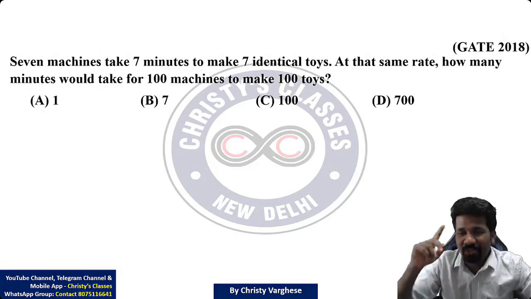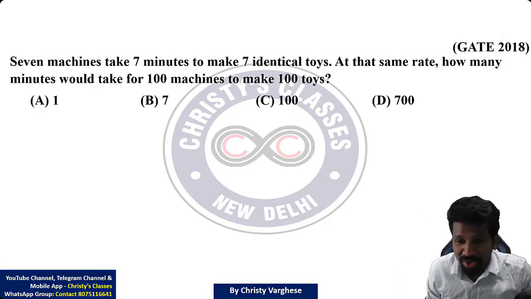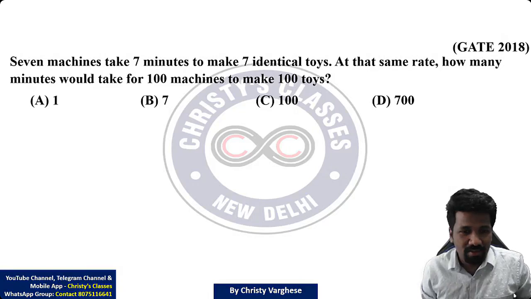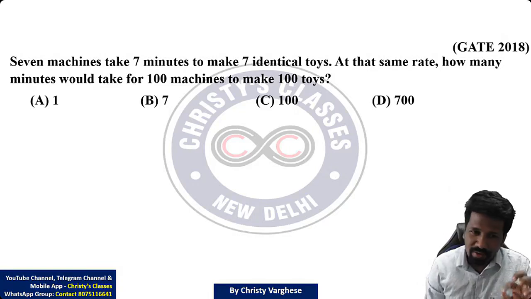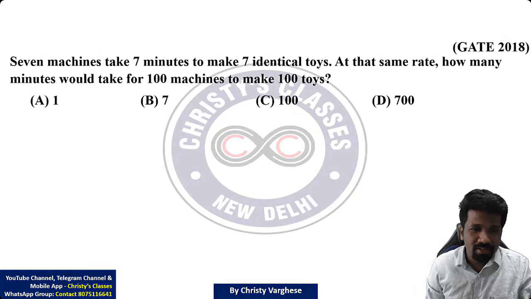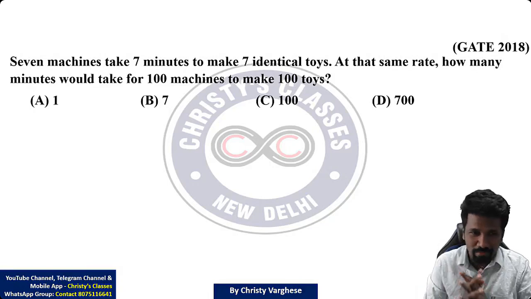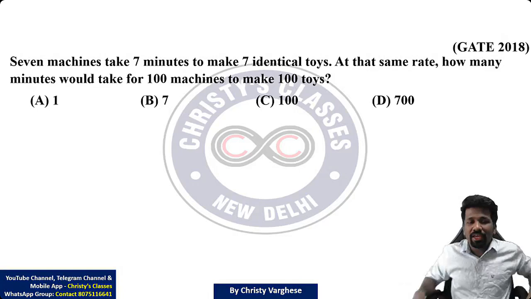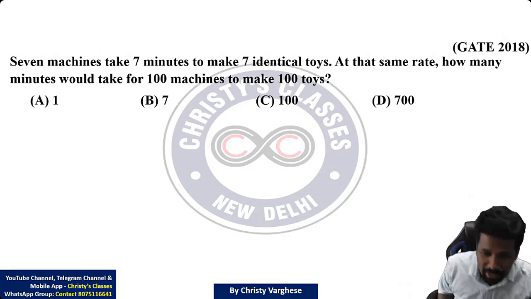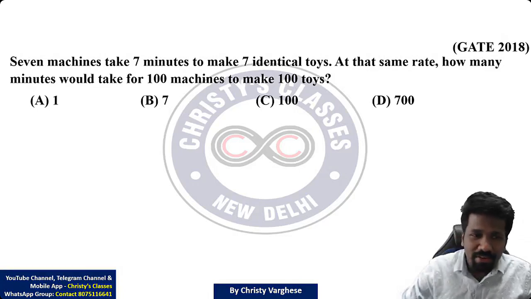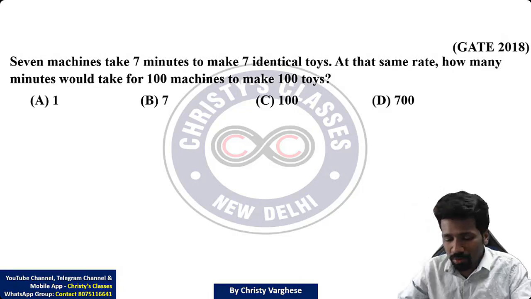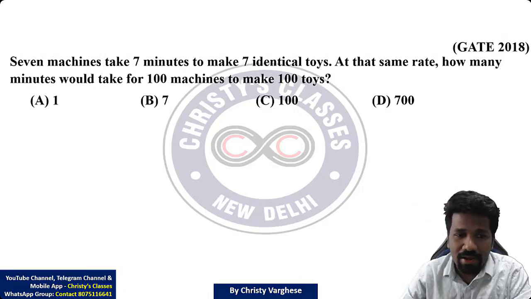Yeah, that can be a thought process some people make, which is a wrong answer. But it makes sense ना. 7 machines, 7 minutes. Sorry, 7 toys के लिए 7 machines 7 minutes लगेगा तो 100 machines 100 toys 100 minutes लगेगा ना? No, because it's a simultaneous work idea. Simultaneous work idea.